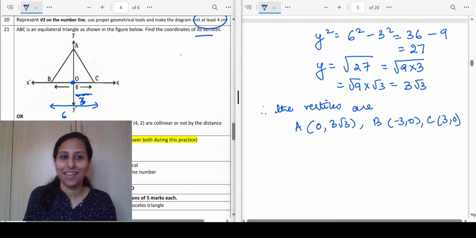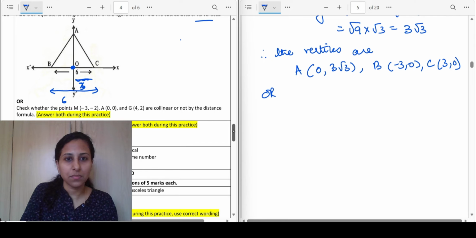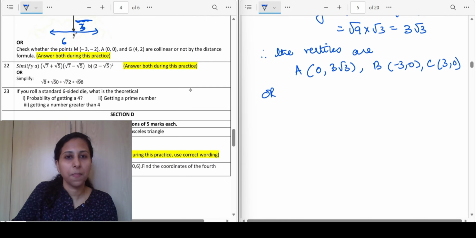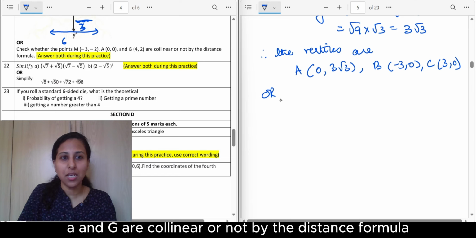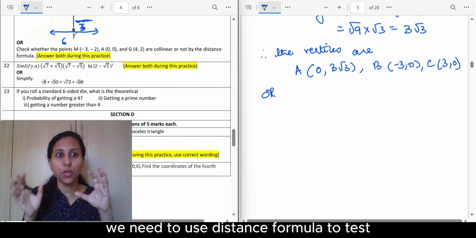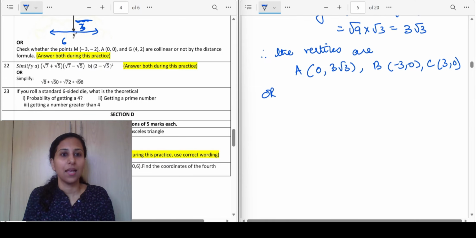Okay. There's an OR question to this also. Check whether the points M, A and G are collinear or not by the distance formula. We need to use distance formula to test what type of points M, A and G are.